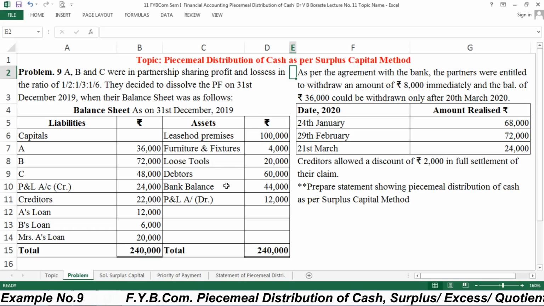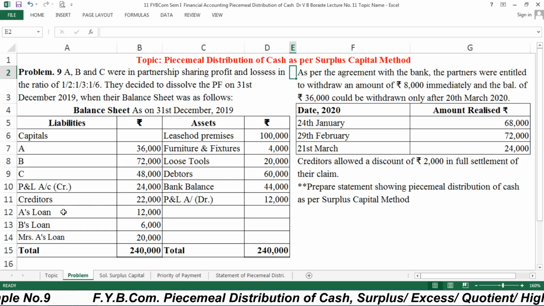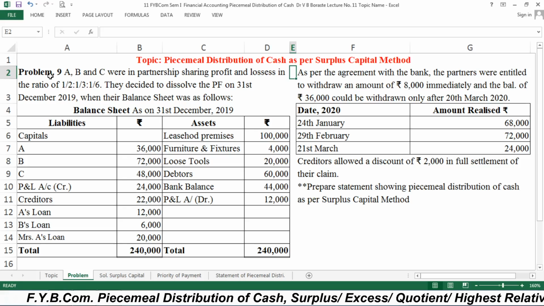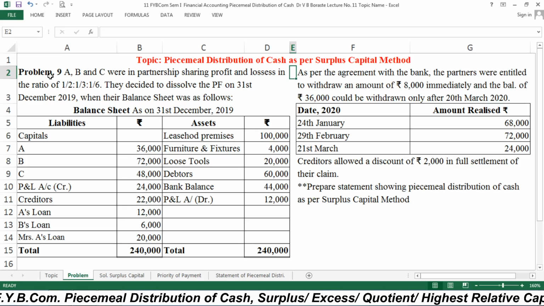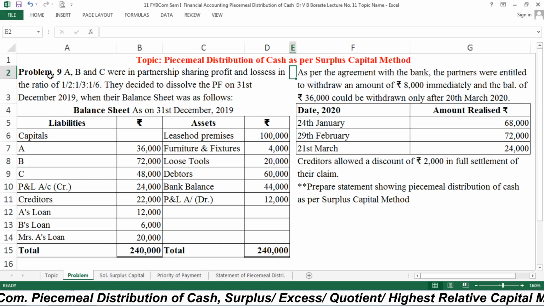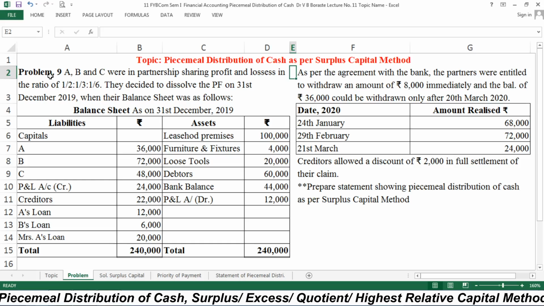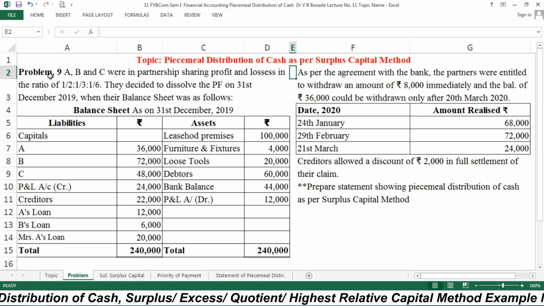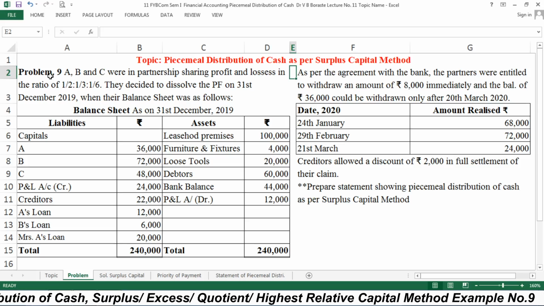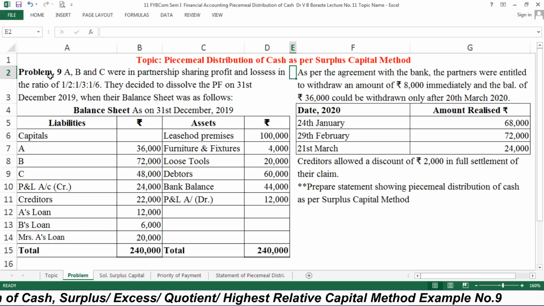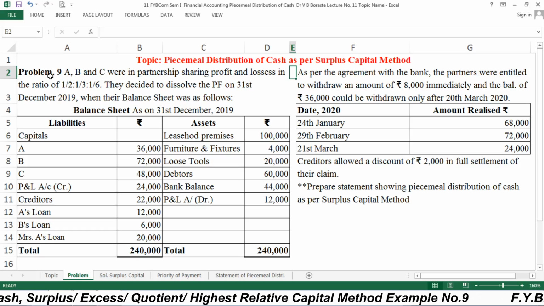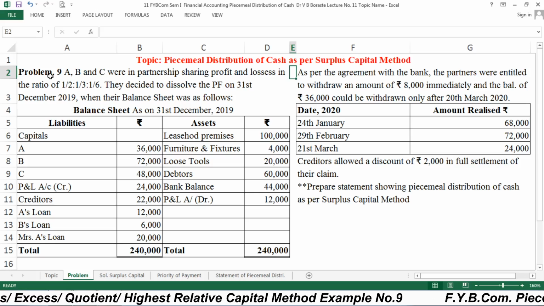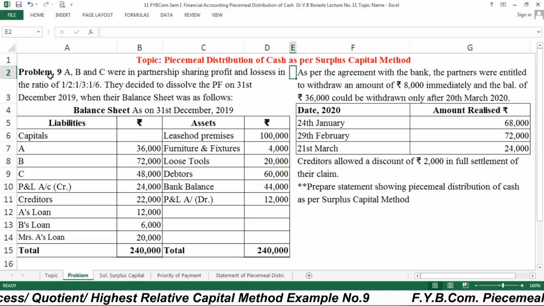First of all, I will explain the example, and later on we will solve it under the surplus capital method. A, B and C were partners in a partnership firm sharing profits and losses in the ratio of 1/2 is to 1/3 is to 1/6. Here the ratio is given in fraction, so we have to calculate it in an appropriate way. The highest denominator is 6, so we multiply 1/2 by 3, 1/3 by 2, and 1/6 by 1. So the ratio will come 3 is to 2 is to 1.